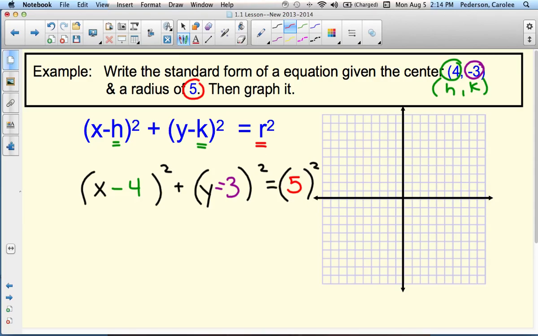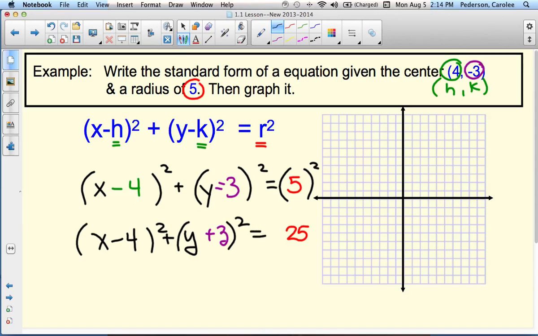Now we just need to simplify this purple piece. Negative turns that to a +3. And then 5 times 5 is 25. Now the rest still stays as it is. x minus 4 all squared plus y plus 3 all squared equals 25. So there's the standard form equation of the circle, given that information.